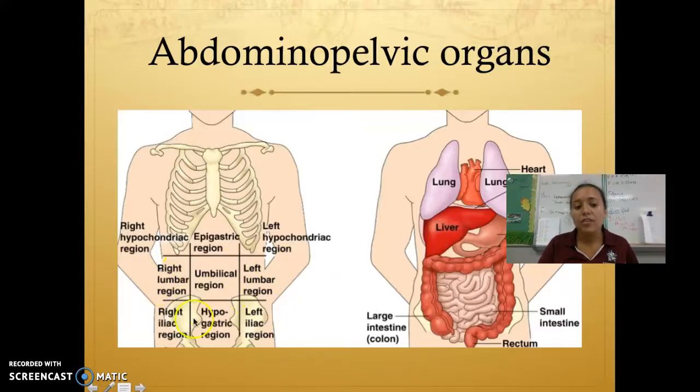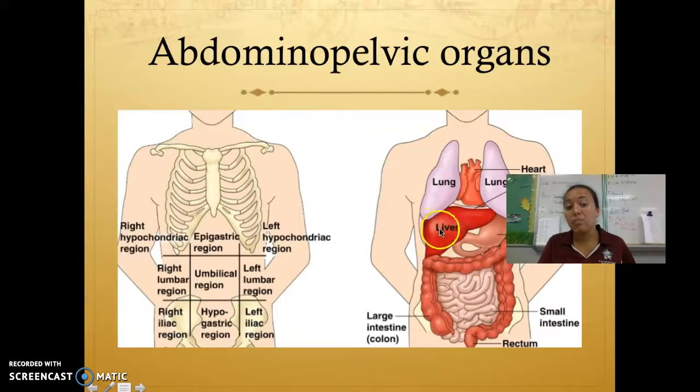And then this I think is pretty simple as well, the hypogastric. Hypogastric means below the gastric region. The left iliac, that's the name of the pelvic bone, the iliac regions right here. So left iliac and then the right iliac. So you'll need to know where these are, and then you'll need to know what organs are in there.